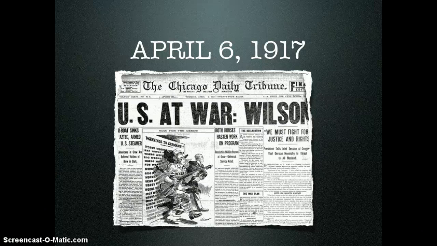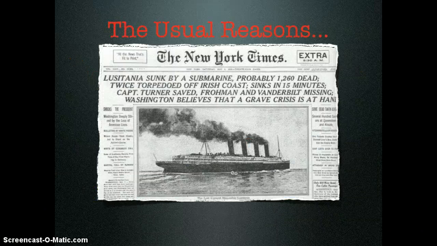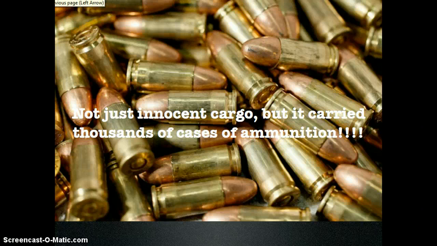So the question becomes, why? Well, as it says here, why did the United States enter the war on the side of Great Britain and allies? We have a couple of usual reasons. The first usual reason is that in 1915, the British passenger liner, the Lusitania, which we could say is equivalent to a cruise ship, was torpedoed and sunk by a German submarine. It sank in 15 minutes. It killed almost 1,200 people, 1,198 to be exact, of which 124 were Americans. The thing that I want to share with you is that this was not just innocent cargo aboard in terms of people. It actually carried thousands of cases of ammunition that were intended to go to Britain.